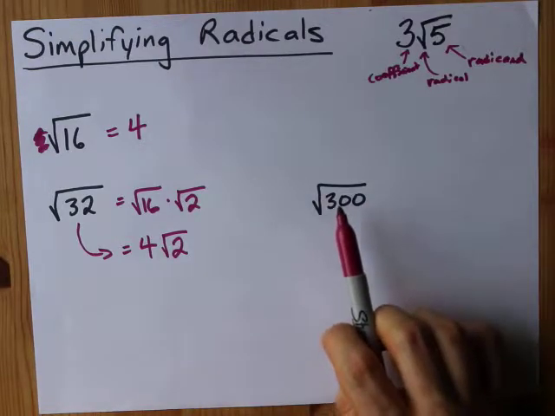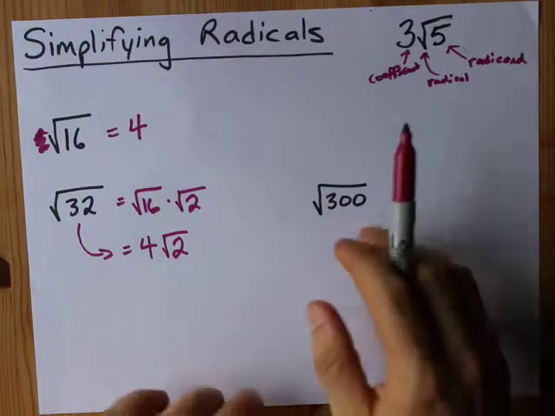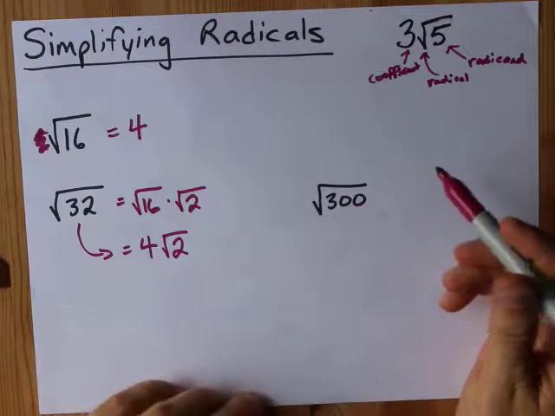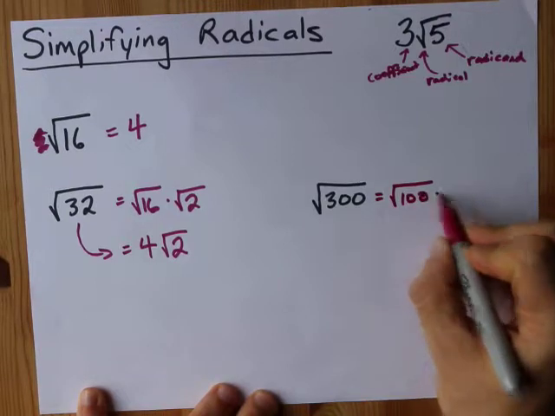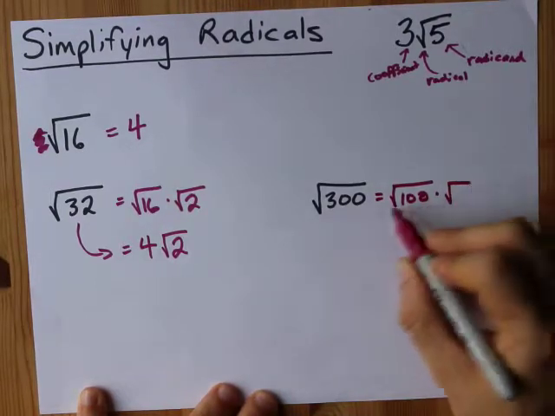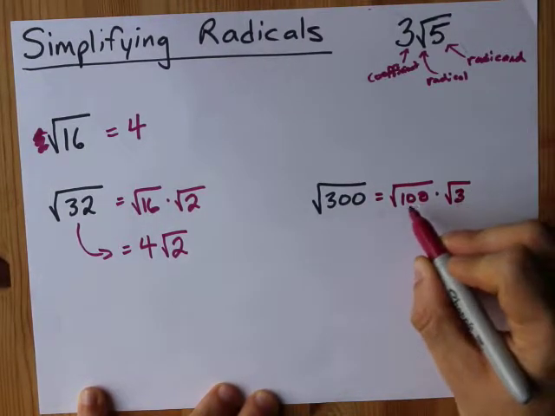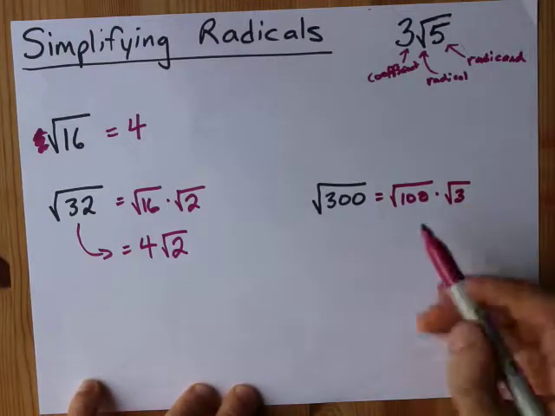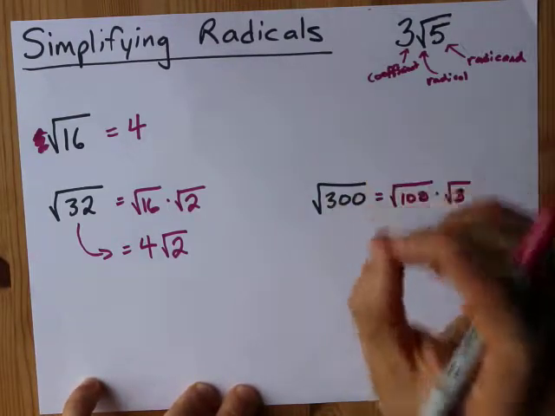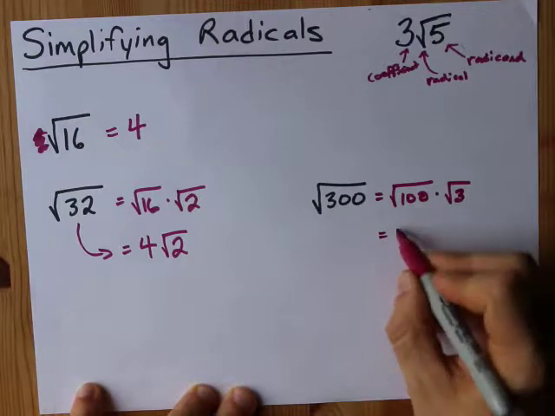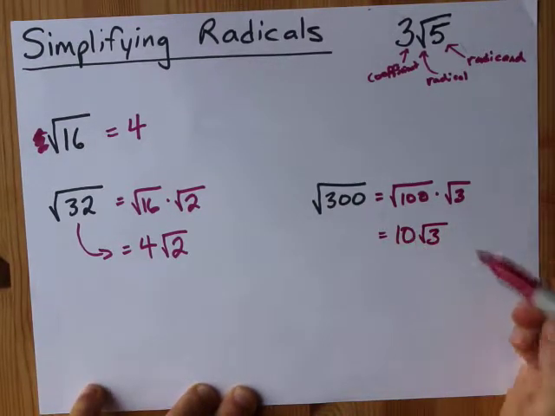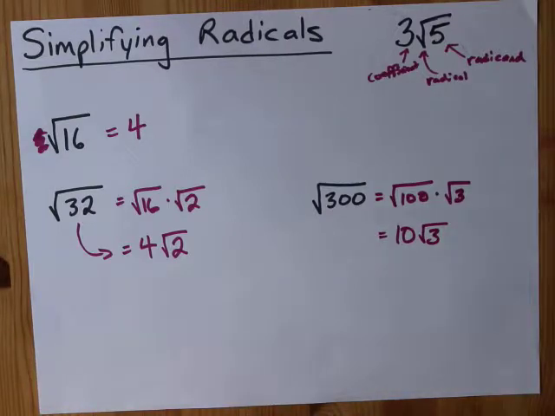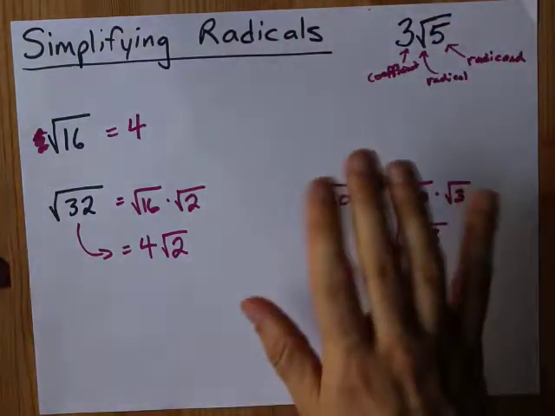The square root of 300 is not a perfect number, but the square root of 100 is. So you can break the square root of 300 into the square root of 100 times the square root of 3, since 3 times 100 is 300. Now the square root of 100 is a nice round 10, and so you can rewrite this as 10 times the square root of 3. Great, mixed radical. Done.